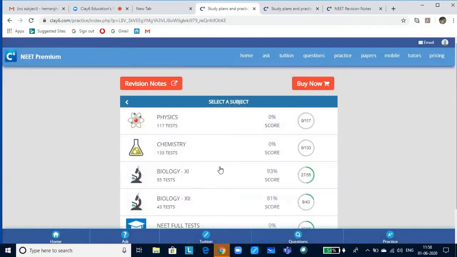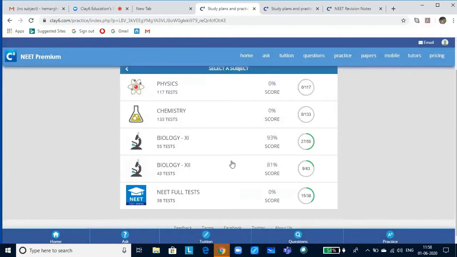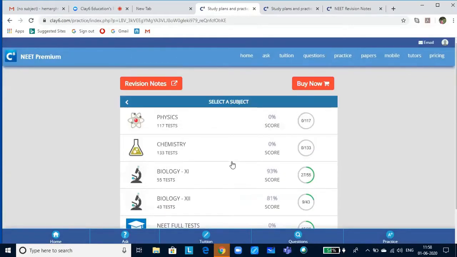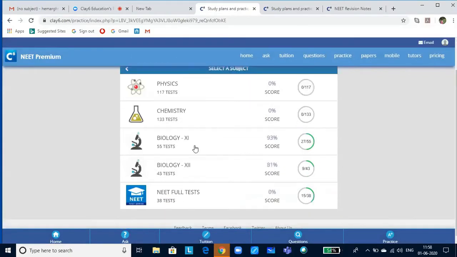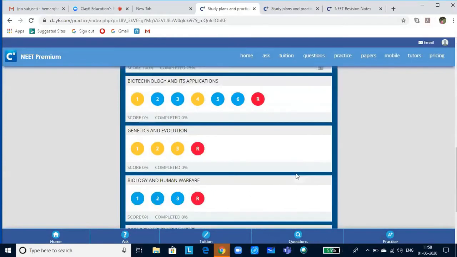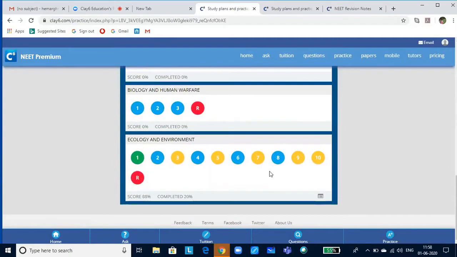So if you look at it, you will be having tests chapter wise, and here, full test. If you click on these tests, you will see different colored bubbles. Each bubble is going to show you a test. The green bubble indicates that you have already completed the test, but you can always visit any number of times you want to visit the test. And the blue bubble indicates that you are yet to take the test and you have not taken the test.